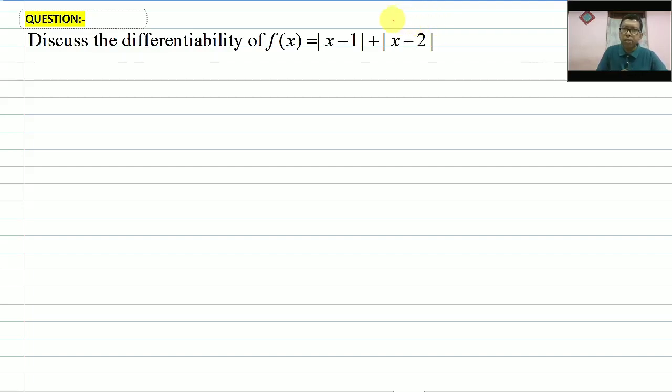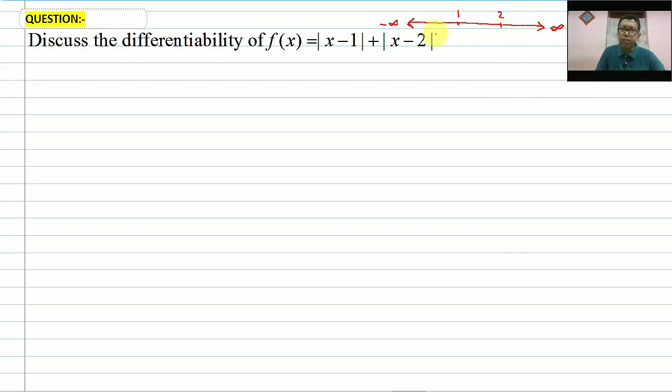First of all, you see that if we divide the domain, say this is negative infinity to positive infinity, so that there are two critical points, 1 and 2. Put it here, say this is 1 and another point is 2, so that the total domain is divided into three segments: minus infinity to 1, next is 1 to 2, and another part is 2 to positive infinity.